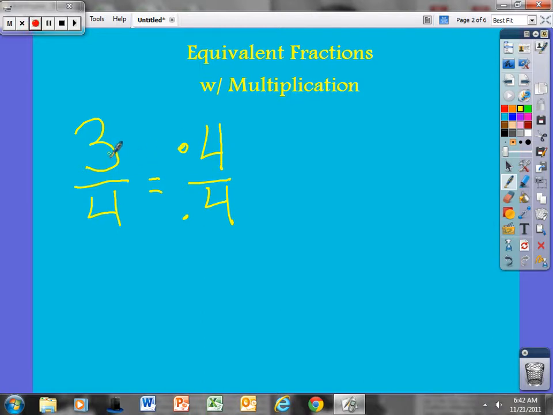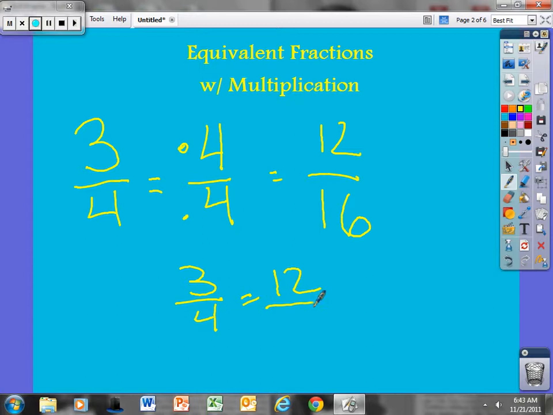So now I just multiply straight across. 3 times 4 gives me 12. 4 times 4 gives me 16. I now know that 3/4 is equivalent or equal to 12/16.